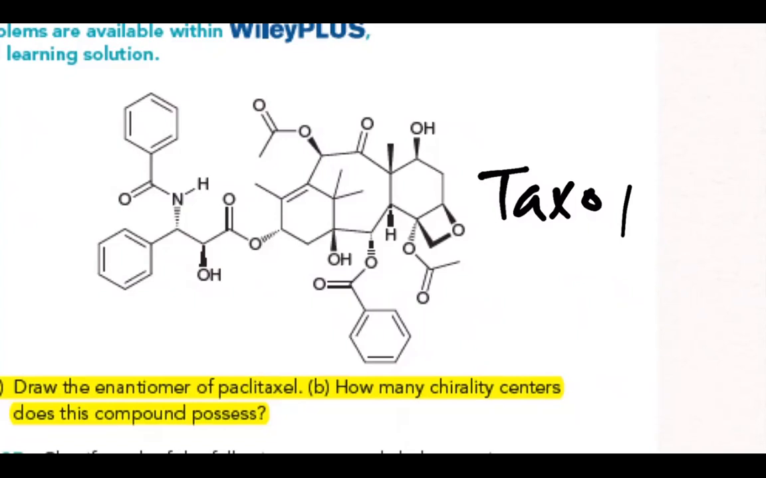So let's see if we can figure out what we can rule out. What can we rule out? Maybe the aromatics. All the aromatics, right? None of those carbons are going to be considered for chirality. Anything sp2, we rule it out. Do you see any other sp2 carbons?